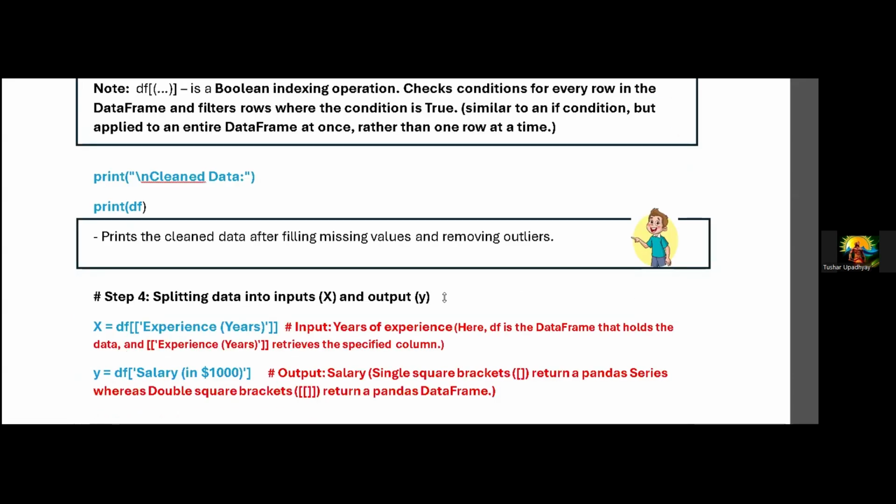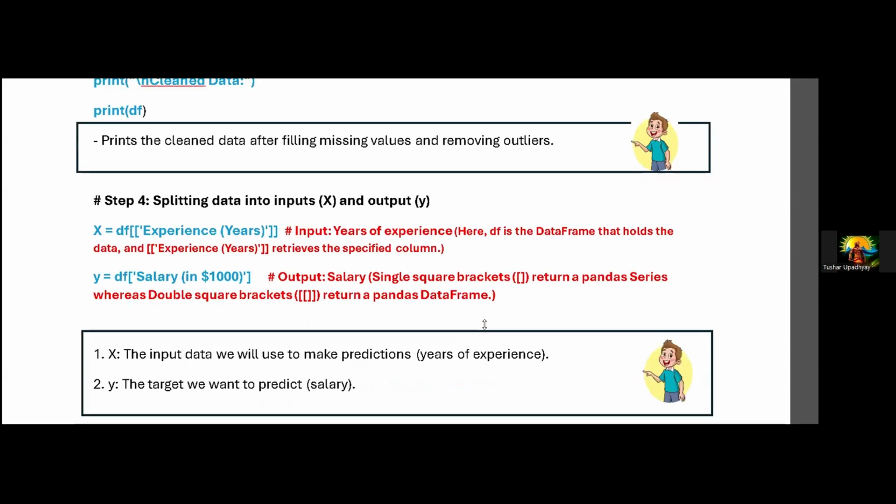So after cleaning, we will split the data into inputs and output. We can see X as experience in years. DF is the data frame that holds the data, and experience years retrieves the specified column. So you should understand what this particular command is doing. Similarly, you have Y, which is again from the data frame, having salary. We are using single brackets over here, which returns a pandas Series, whereas double brackets return a pandas DataFrame. So X is the input data that we will use to make predictions, and Y is the target that we want to predict, salary.